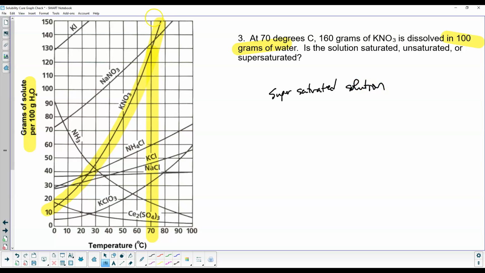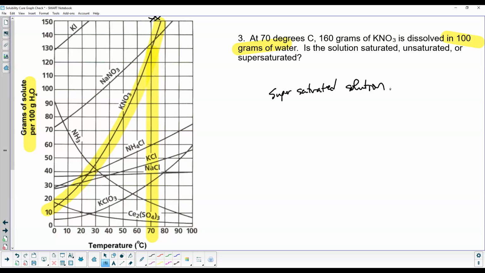Okay, because it's going to lie somewhere up here off of the graph. Over here, I guess. But somewhere way up here, way higher than it is. So it's a supersaturated solution.